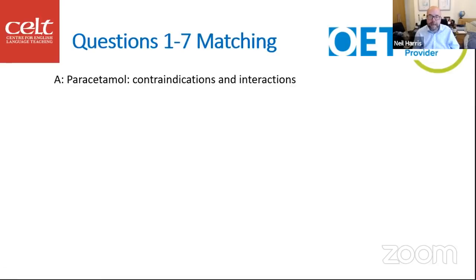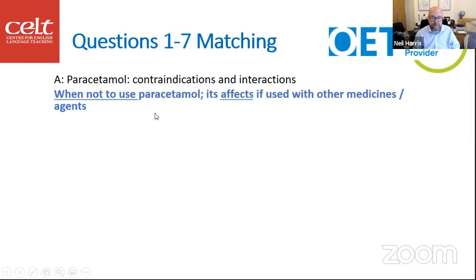How might we paraphrase contraindications and interactions? Well, at this point, obviously we're thinking about drugs that don't go well with paracetamol, and what happens when paracetamol is taken with something else. And I've reworded that as when not to use paracetamol, its effects if used with other agents and other medicines. It'll become clear why this is such an important stage in a few minutes.